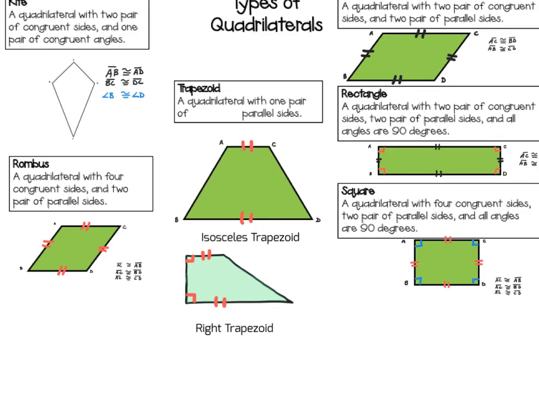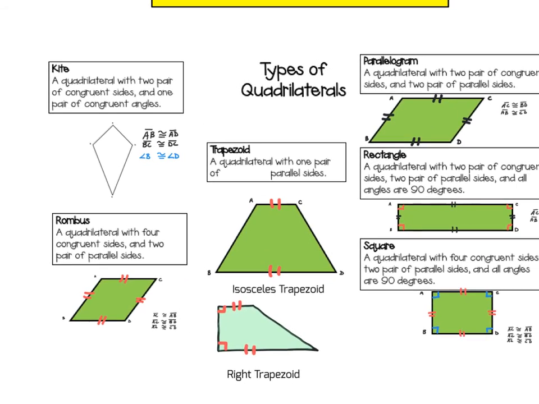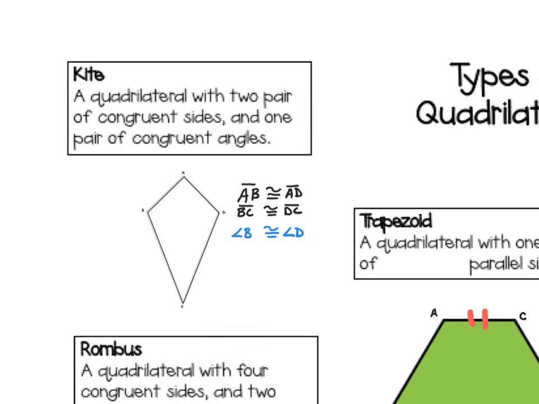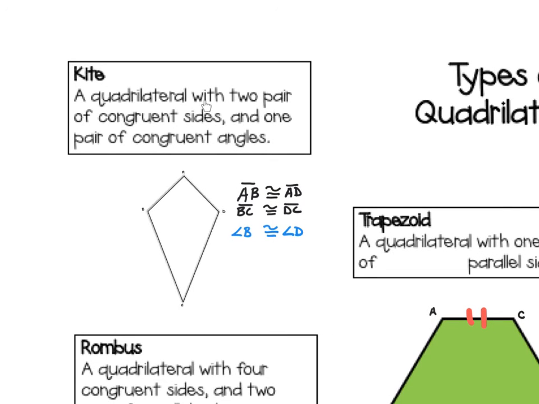Fantastic. Let's move on to our final quadrilateral of today, and that, my friends, is a kite. So let's take a closer look at the old kite here, my friends. Now, a kite is a quadrilateral with two pairs of congruent sides. All right, so that means right here, AB is congruent to AD. So AB is the same length as AD. These two lines are congruent. And BC is congruent with DC. So BC is the exact same length as DC right here.